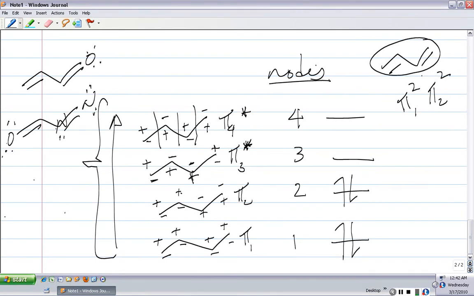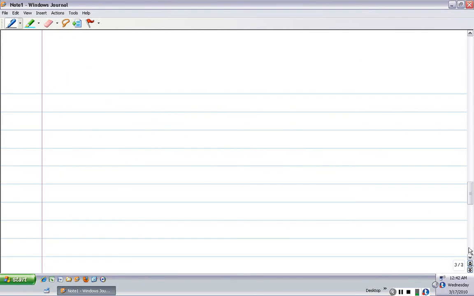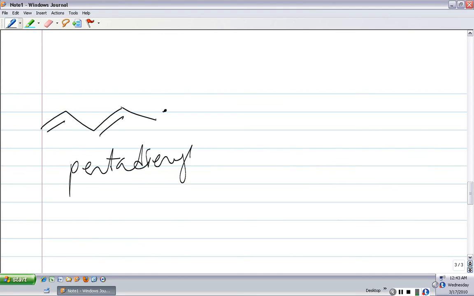I'm sure I'm running out of time at this point. Yeah, I've got a minute left. So what I'd like you guys to do is the following exercise. I want you to construct the molecular orbital diagram for, let's say, this species, which is the pentadienyl radical.